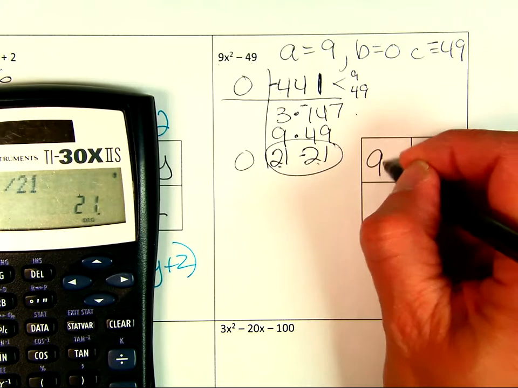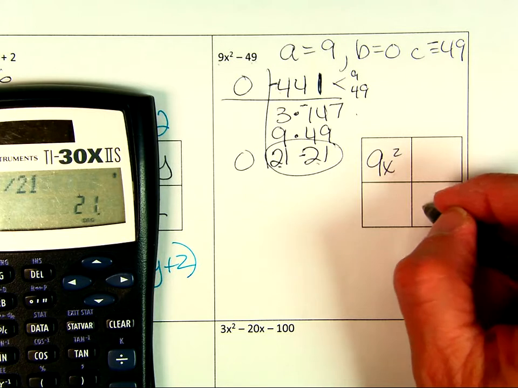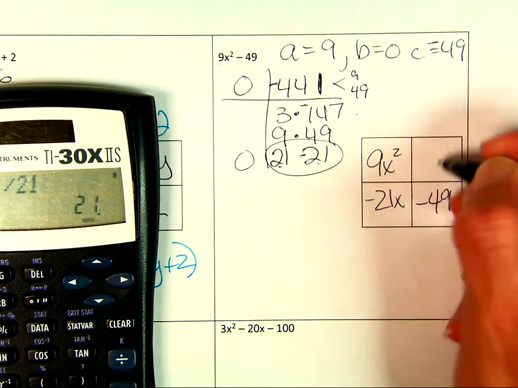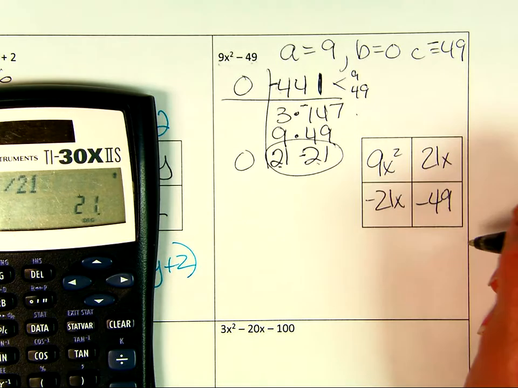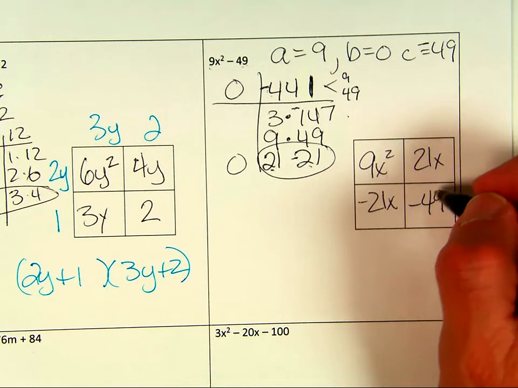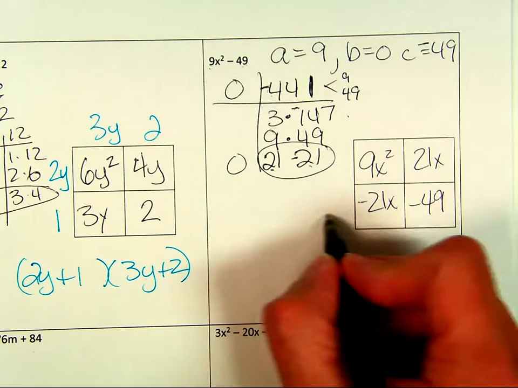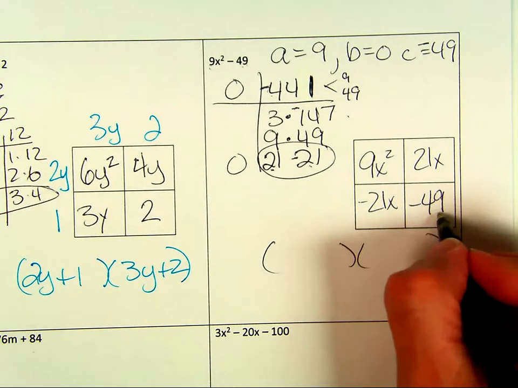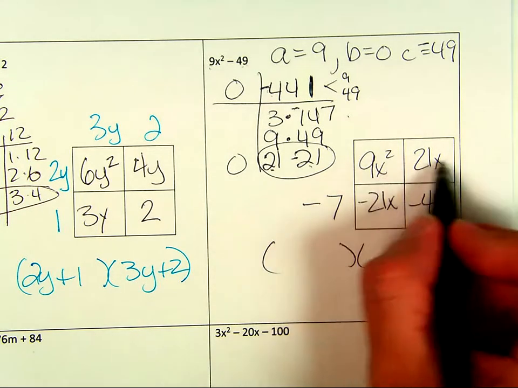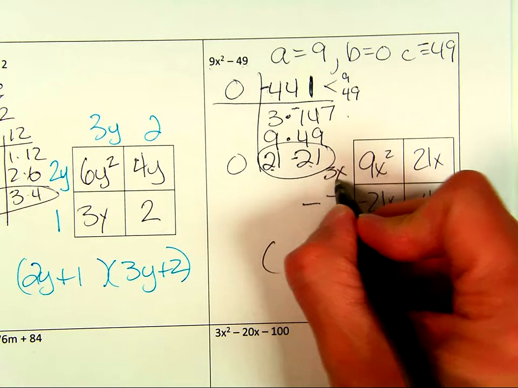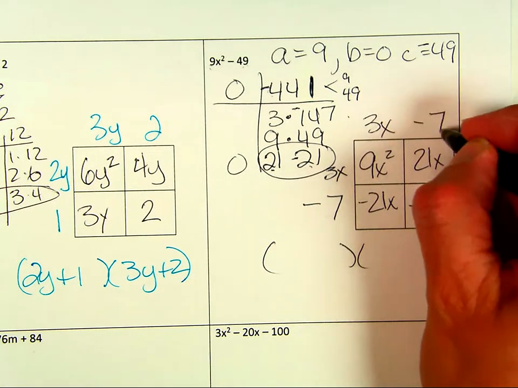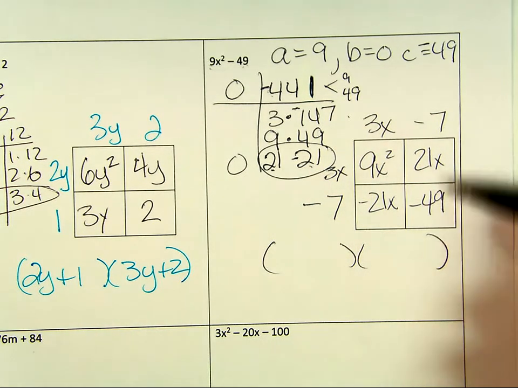So I'm going to put a 9x squared here. I'm going to put a negative 49 here. Then I'm going to go 21, negative 21x, and a positive 21x. So those are my factors, 21 and 21, that add up to 0. So then I take out my greatest common factor to figure out what goes in these parentheses. So here, it's a negative 7 that goes into both of those. Here, it's a 3x. And here, it's a 3x. And here, it's a negative 7. So we double check. Negative times a negative is a positive.